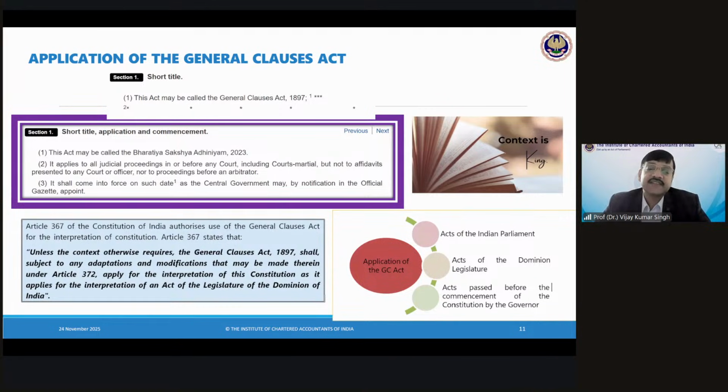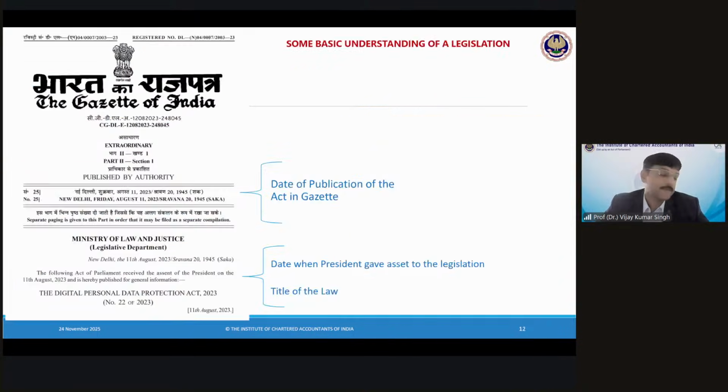The General Clauses Act generally applies to all kinds of legislations. However, in your study material, three types are mentioned. First, Acts of the Indian Parliament. Any law passed by the Indian Parliament, the General Clauses Act applies. Second, Acts of the Dominion legislature. When we talk about the Dominion legislature, we are talking about British-era legislation. Third, Acts passed before the commencement of the Constitution by the Governor. There was a period between independence and commencement of the Constitution, two to three years. The laws passed during this period are also covered under the application of the General Clauses Act.